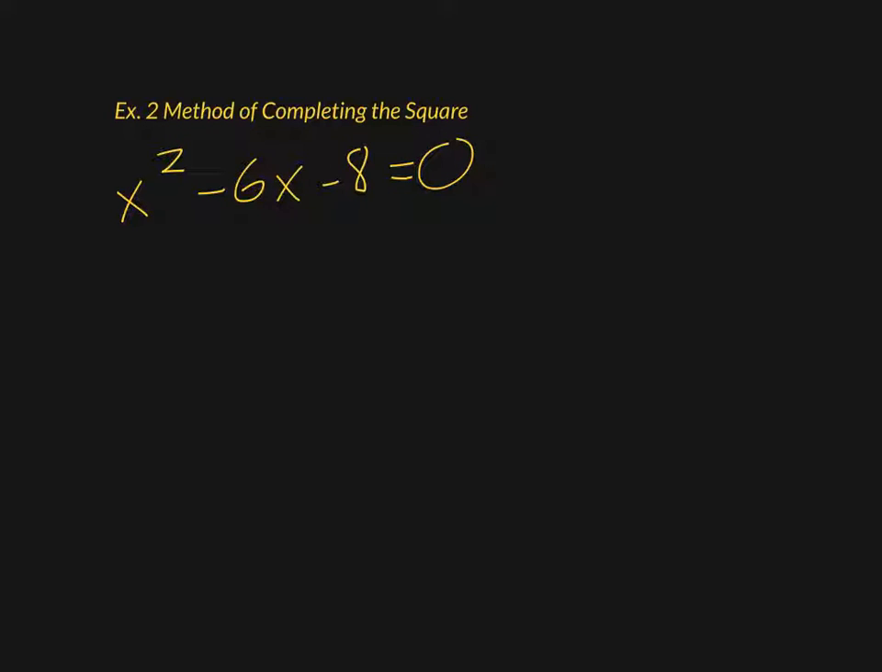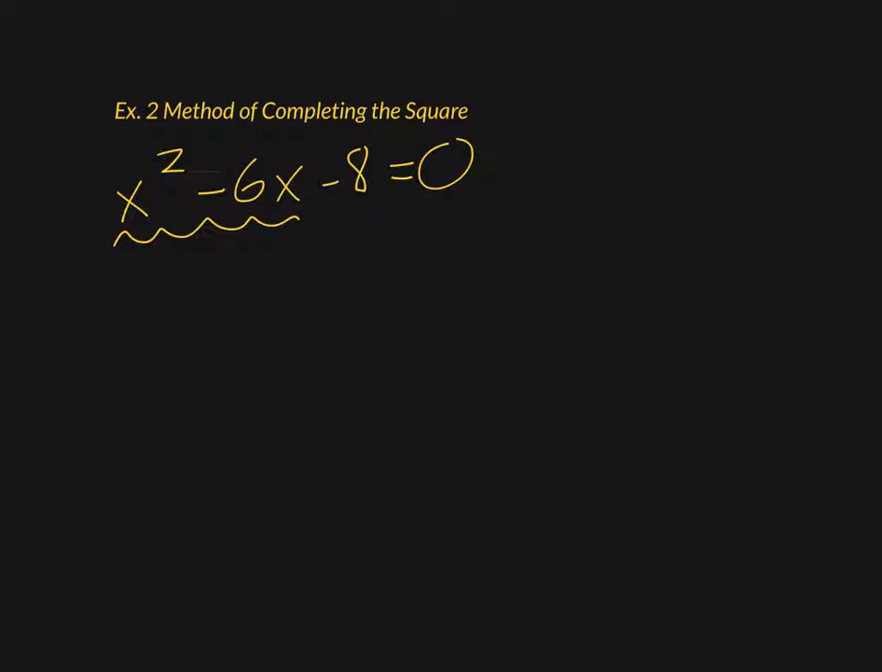So try to factor that. What is something that multiplies together to give you negative 8, but adds to give you negative 6? Can you think of anything? It's not going to work. You could use the quadratic equation at this point, or we can complete the square, because this right here is really close to being part of a special product.